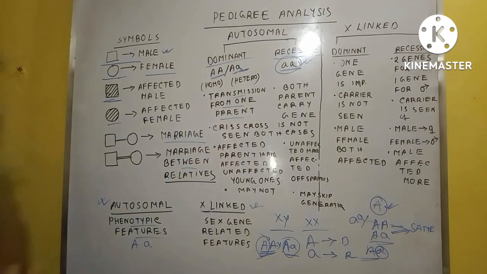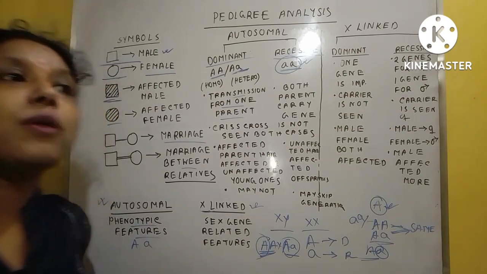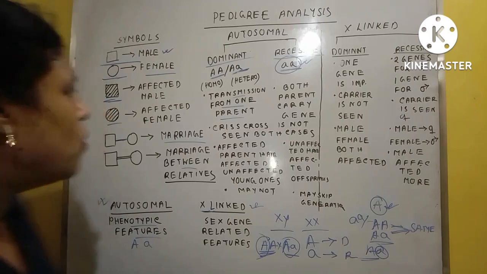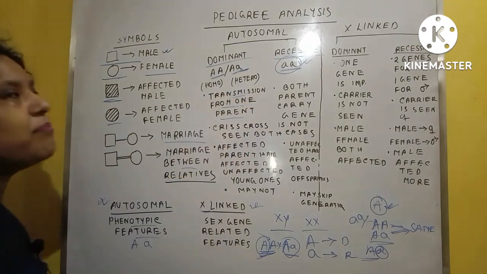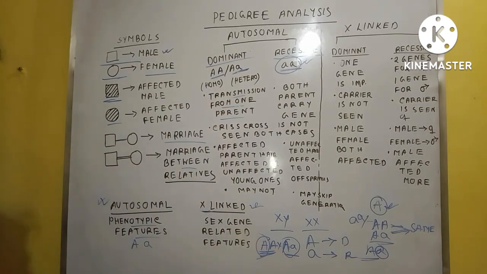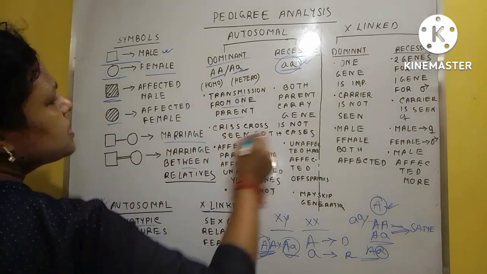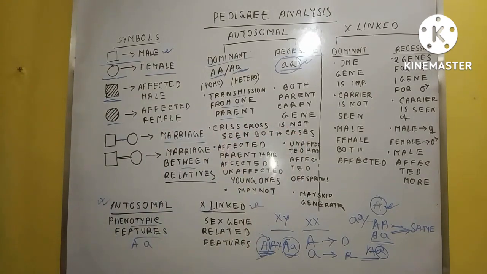Two parents are not necessary here to get the proper diseased feature. One is important. If one gene is transmitted from one parent to the young ones, that means the young individuals may be diseased. Clear? Second, the crisscross is not seen in both cases.